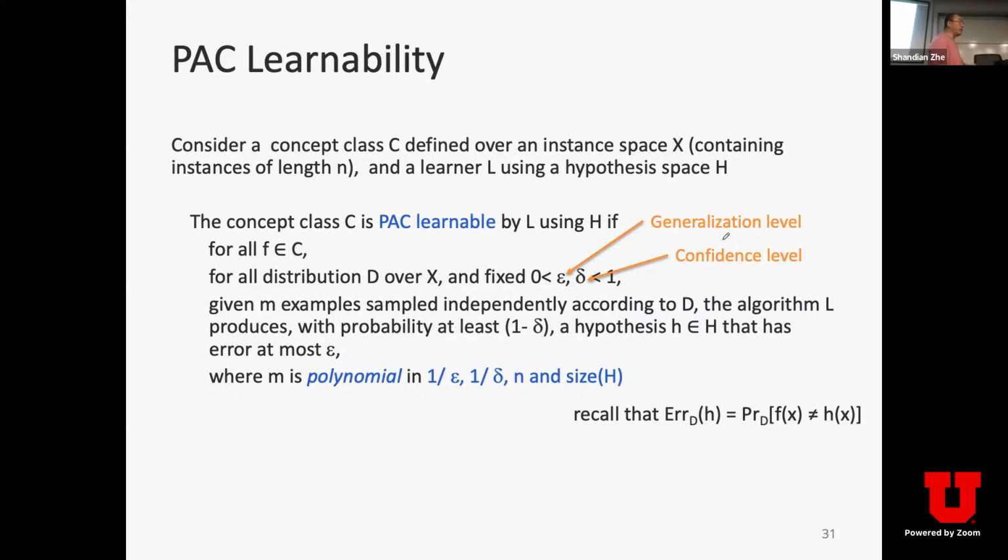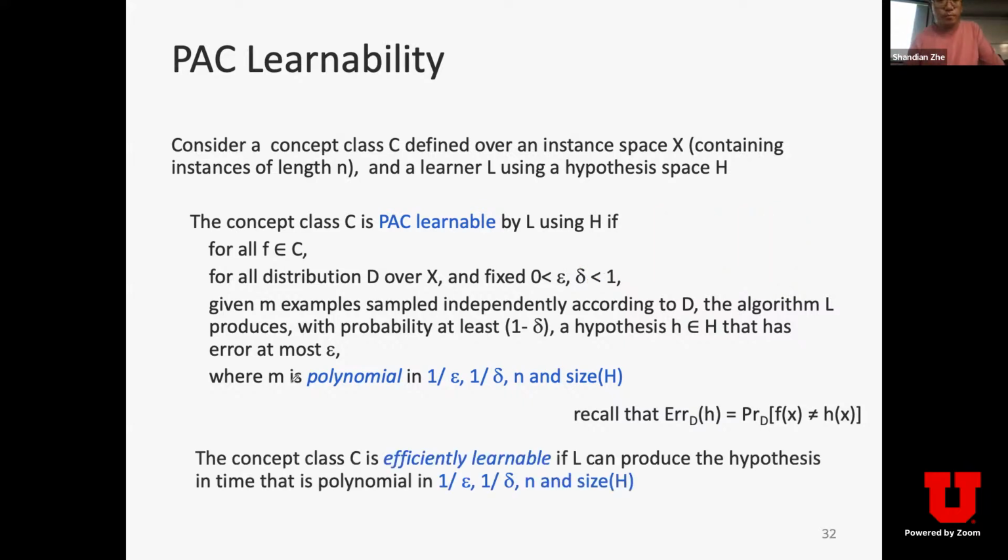And PAC learnability just indicates, okay, when you decrease epsilon, meaning that you want your learned hypothesis to be more and more accurate, and with the increase of confidence level, that means you want your learner to have higher and higher probability to find this low error hypothesis, the required training examples just grow polynomially, not exponentially. Then you could see, okay, your learning algorithm is good, right? It can PAC learn this type of target functions. Again, if you feel uncomfortable after class, please read through this definition 5 times or 10 times. You'll get it. Okay.